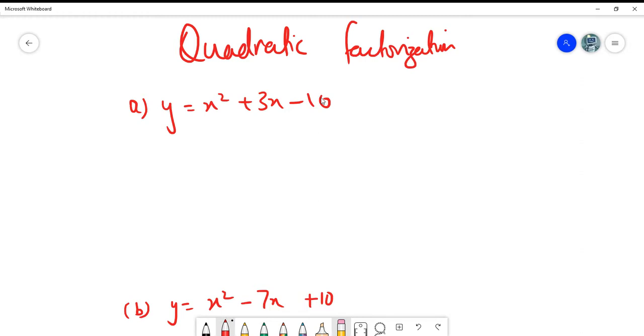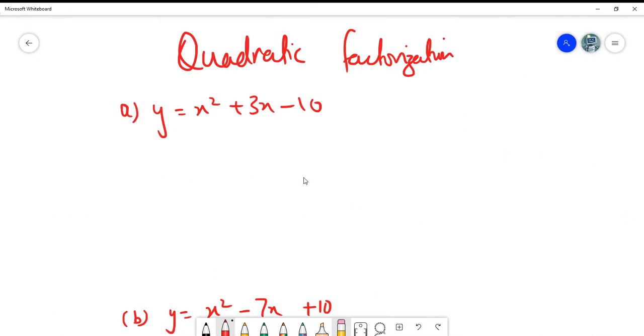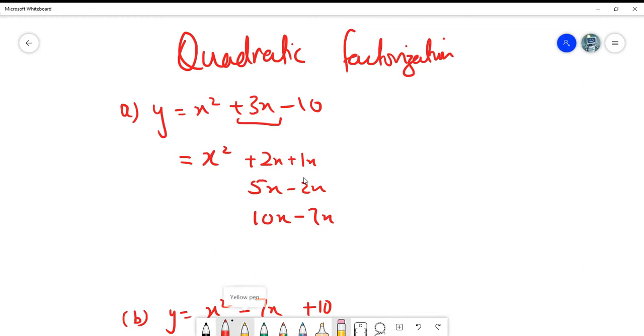So let's begin. In this particular question, we have y equals x squared plus 3x minus 10. As stated in the previous video, we'll have to break the middle term. The way we can break 3x is either you can write it as 2x plus 1x, or you could write it as 5x minus 2x, and 10x minus 7x. There are a lot of other ways also, but these are just some examples.